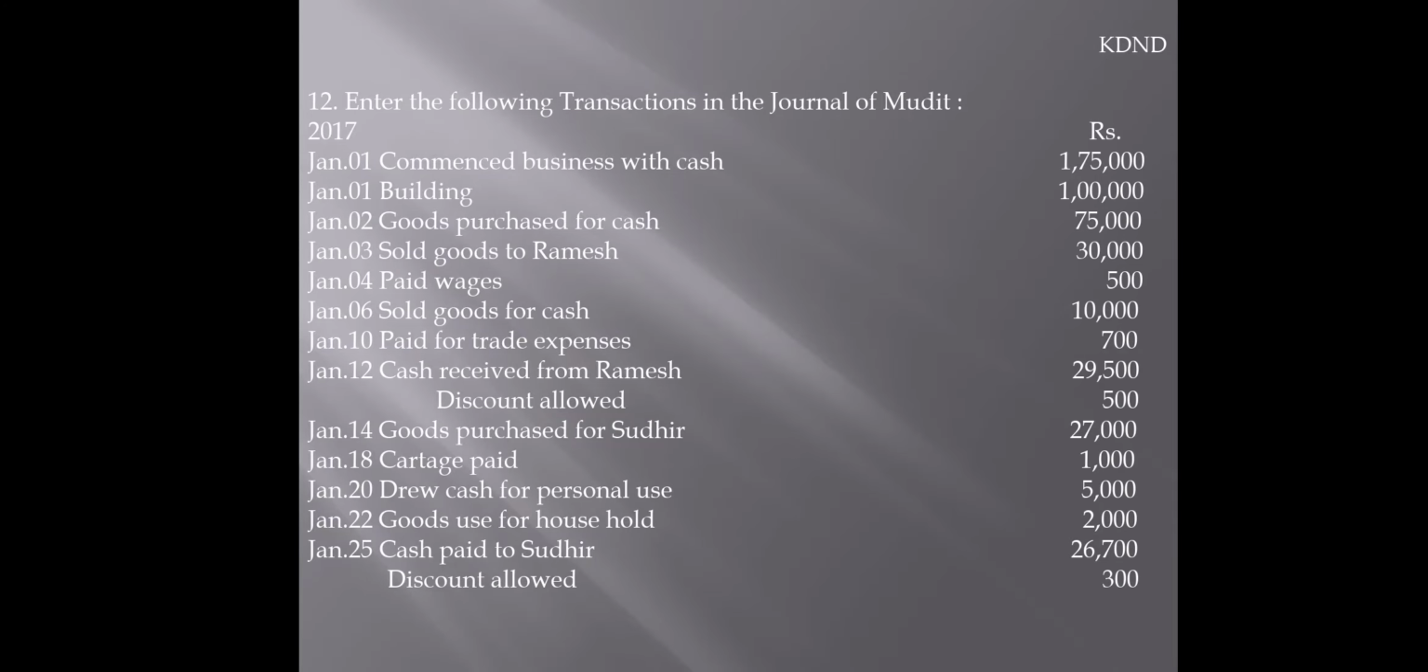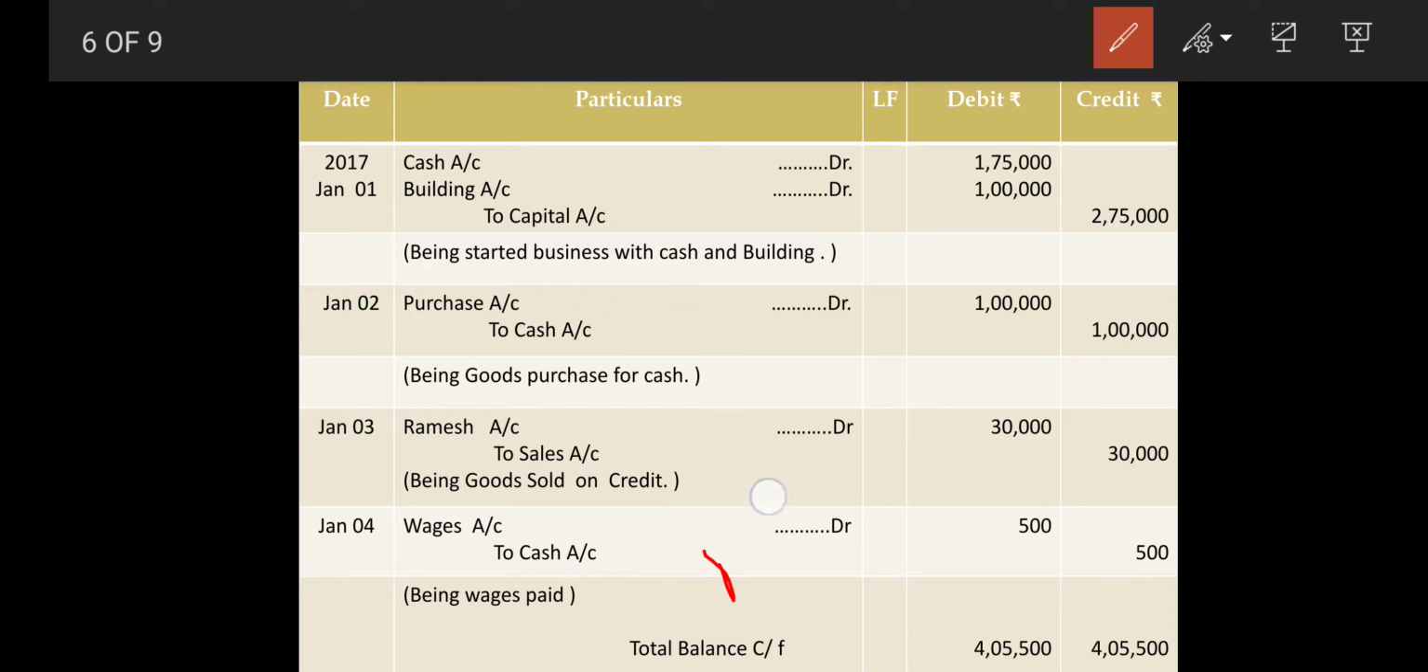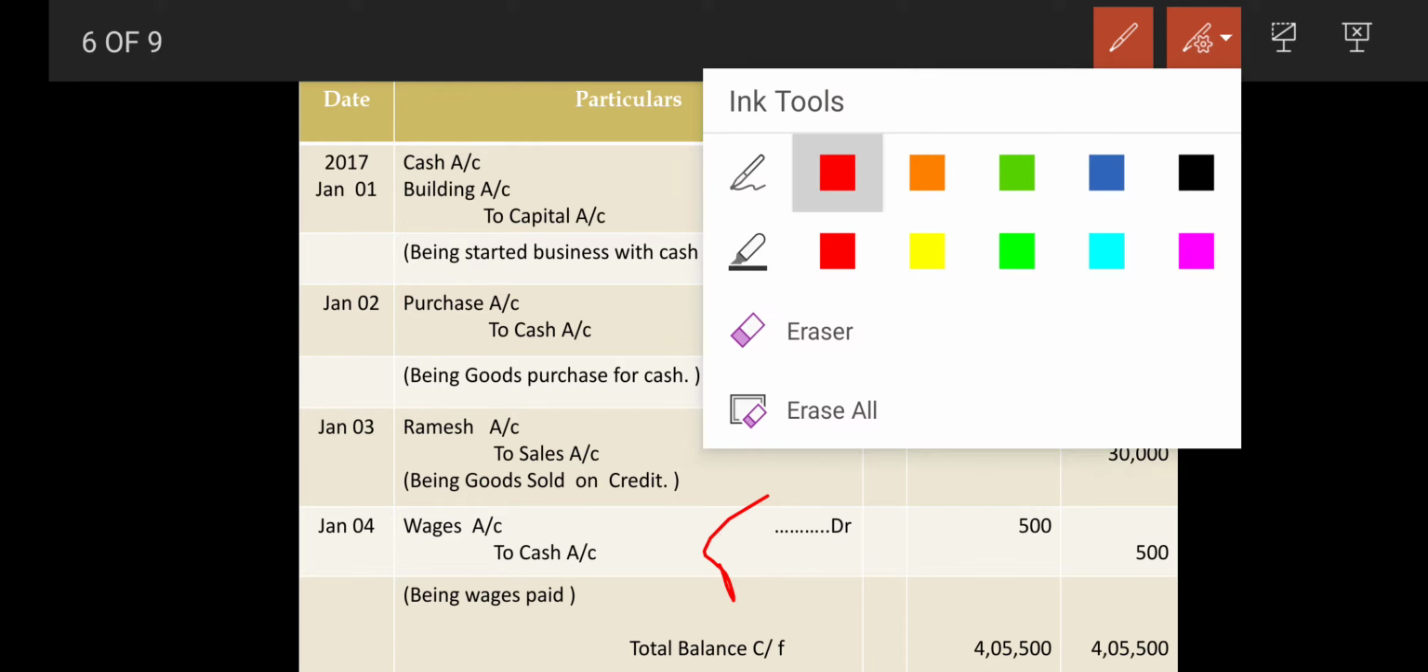Then comes your next, paid wages. January 04, paid wages. Wages itself is an expense, so we are going to transfer this expense on the debit side, and cash goes out, so we are going to record them as cash. So you can see over here, wages account debit to cash, 500. So this is the way how you can post the journal entries, right?